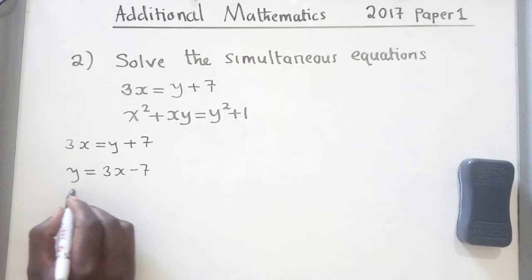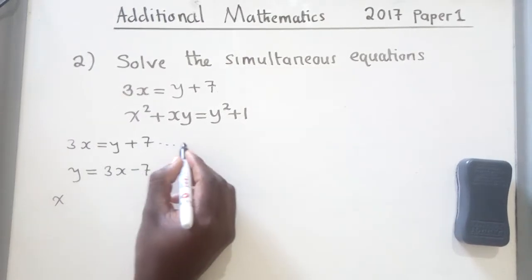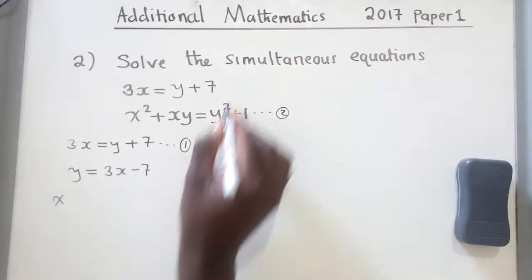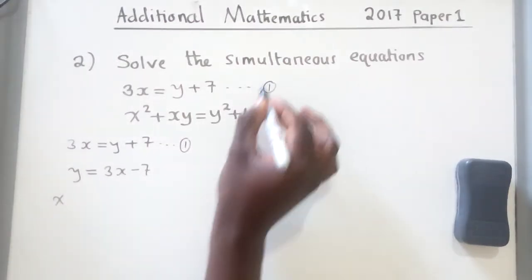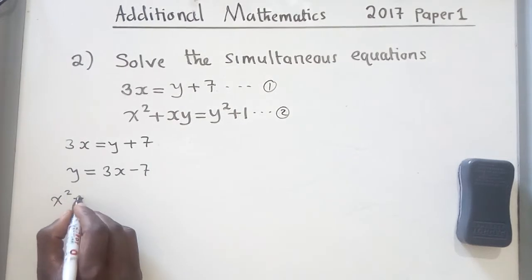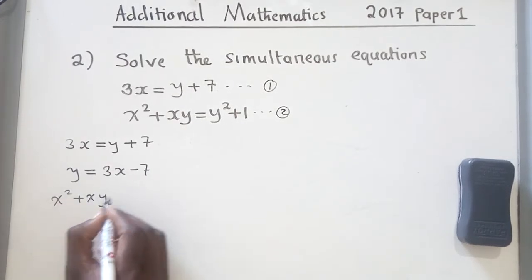So now get the other equation. This is equation 1. Now get this one, equation 2. So I will say this is equation 1. We now get equation 2. This is our equation 2.